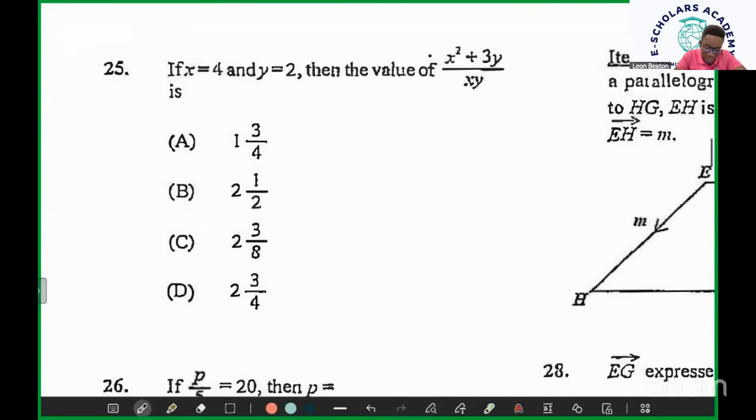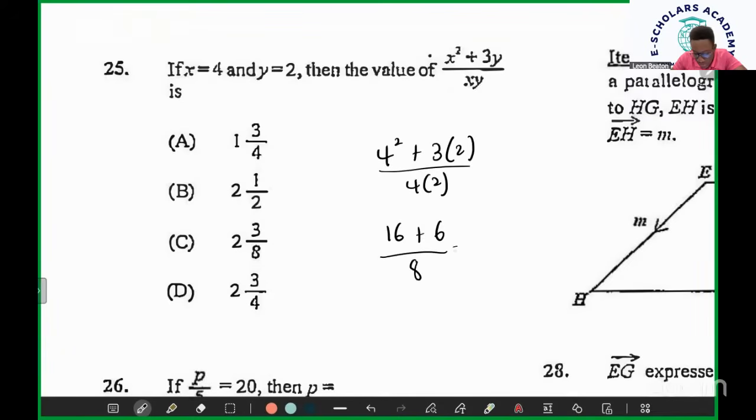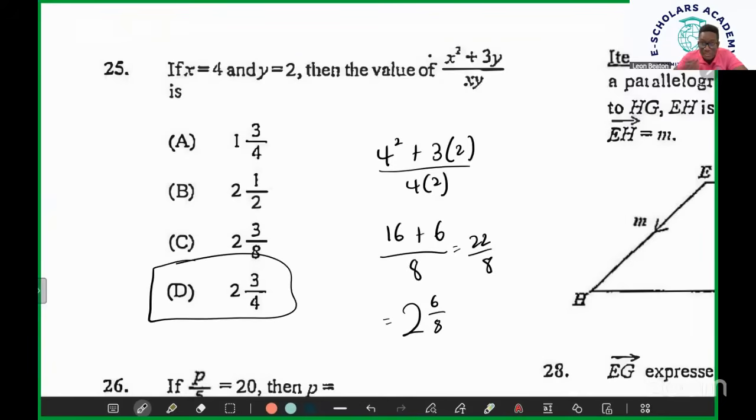If x is equal to 4, y is equal to 2, they want x squared minus 3y over xy. I think we did this one just now. So x squared would be 4 squared plus 3 times 2, all over 4 times 2. So 4 squared is 16 plus 3 times 2, 6, all over 4 times 2, which is 8. So 22 over 8, we can divide by 2 and end up with 6 over 8. So D, right? We did this one just now.